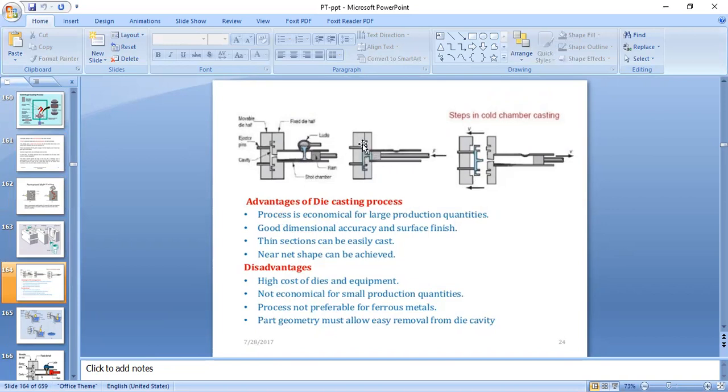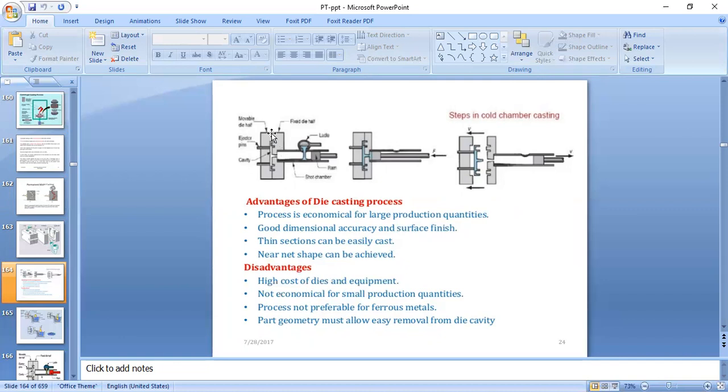So metal is completely filled in the die cavity. Once the metal is completely solidified, we separate the two halves, and then we get a casting like this. The advantages of the die casting process: it is economical for large production quantities, with good dimensional accuracy and surface finish. Thin sections can also be easily cast. Near net shape can be achieved. Disadvantage: high cost of dies and equipment.